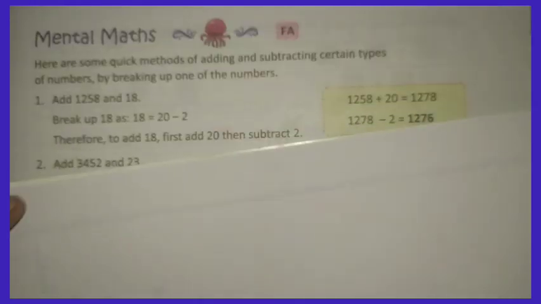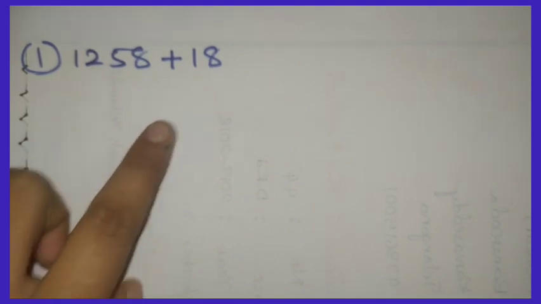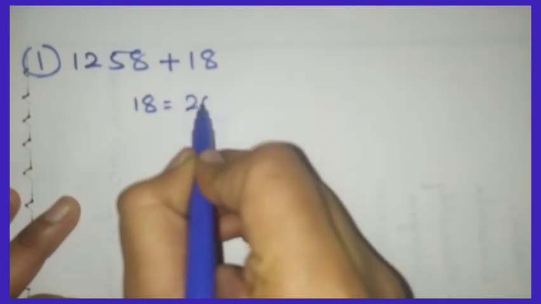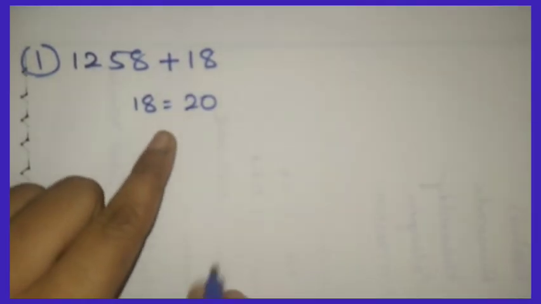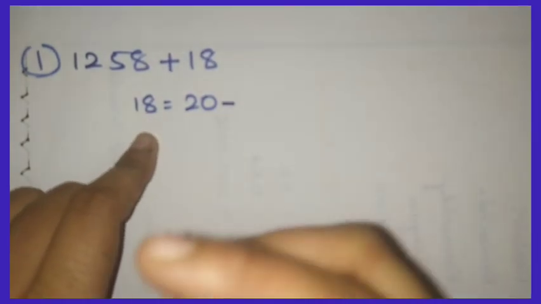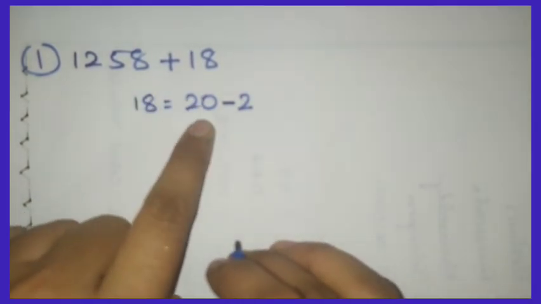I will explain here. Look, 1258 plus 18 is given. In these two, which one is the smallest number? 18 is a two-digit number. It is very small, so we'll take 18. Is 18 nearer to 10 or 20? Yes, it is nearest to 20, so we'll take 20. 18 equals 20 minus how much? Yes, 2. 18 is nearer to 20, so we took 20.